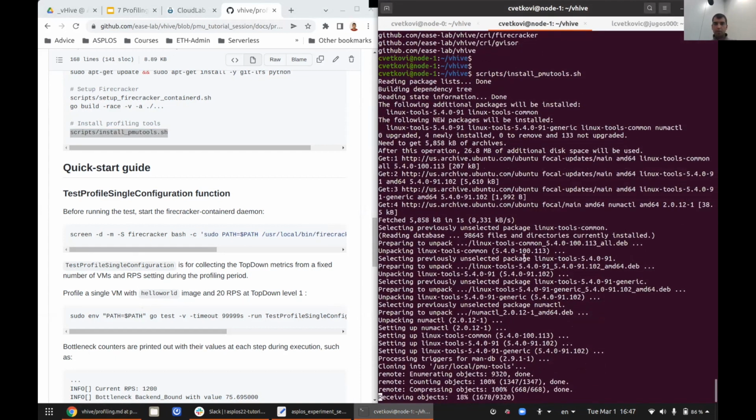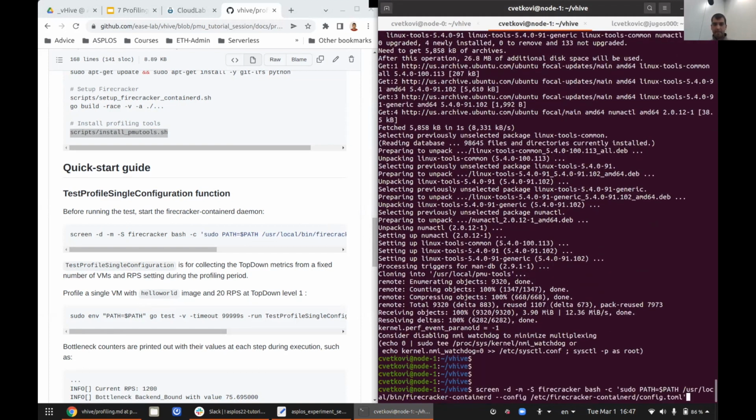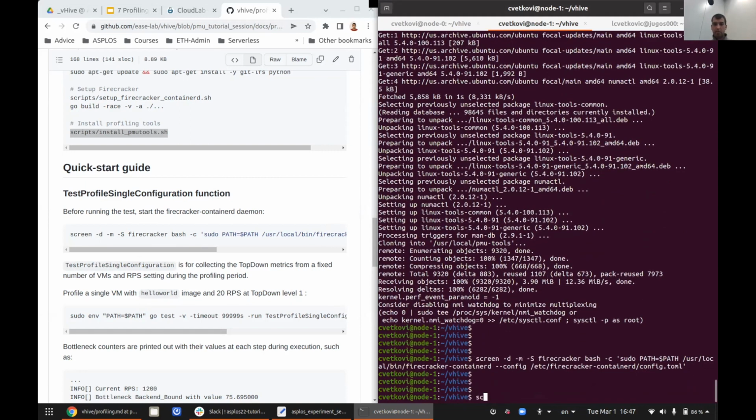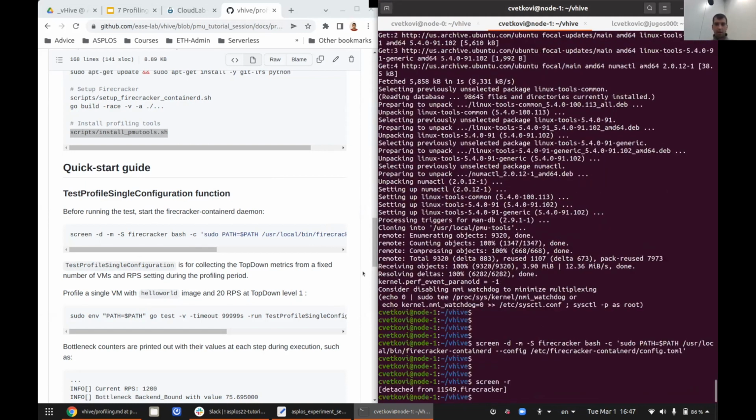And I'm going now to run Firecracker in the background with screen. So just to make sure it's running, it is okay. Okay, so single mode measurements.